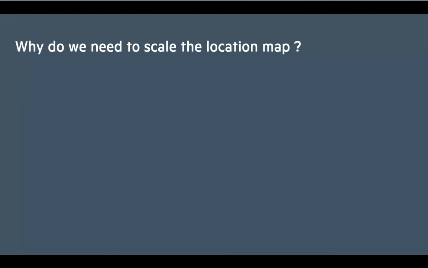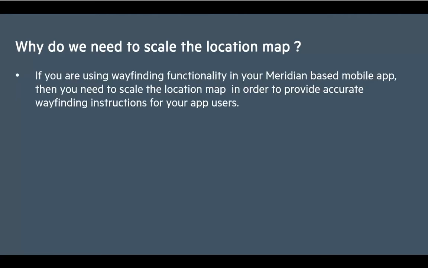So exactly why do we need to scale the location map? Well, there are two main reasons. Most importantly, if you're going to be using the wayfinding functionality in your Meridian-based mobile app, then you need to scale the location map correctly in order to provide accurate wayfinding instructions for your app users. Otherwise, the directions provided by the system will likely be incorrect, misleading, or just confusing, resulting in a poor user experience.